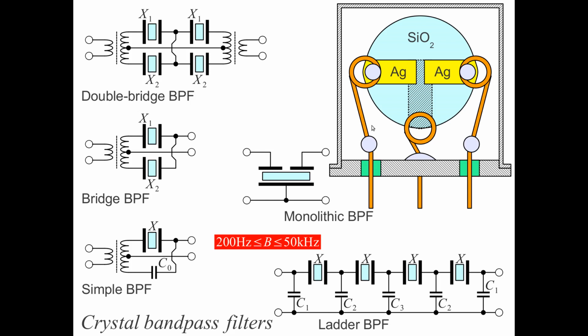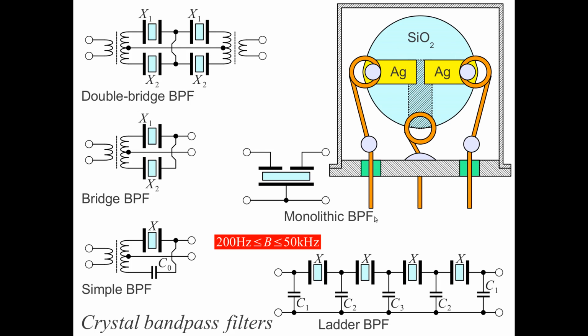With crystals, we can also build on a single crystal plate. We can build a monolithic crystal that has one resonator here, another resonator here, that are mechanically coupled in between, and that are electrically coupled to the outside world, and of course a 3-point support to get the 3 electrodes outside of this filter. So monolithic crystal filters can also be built.